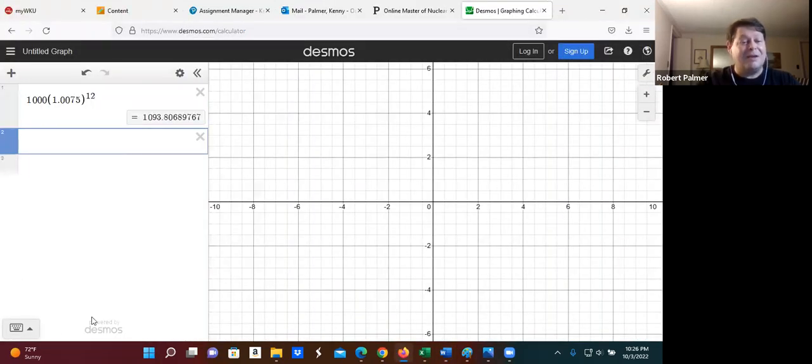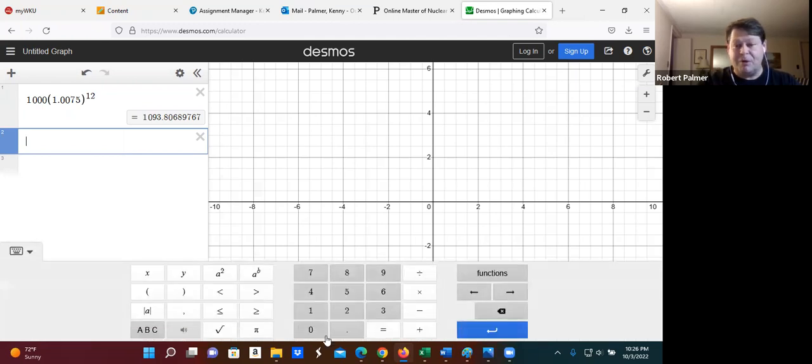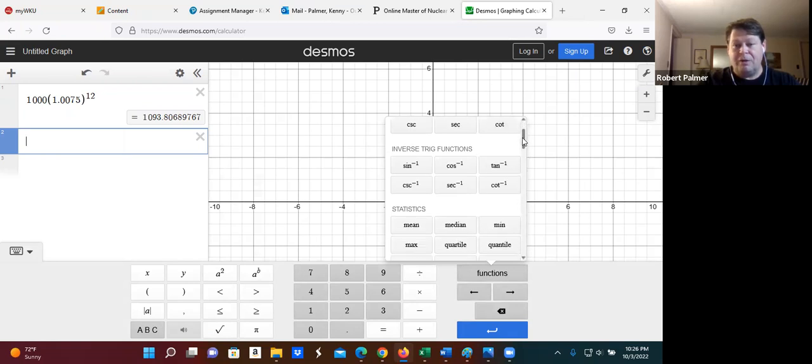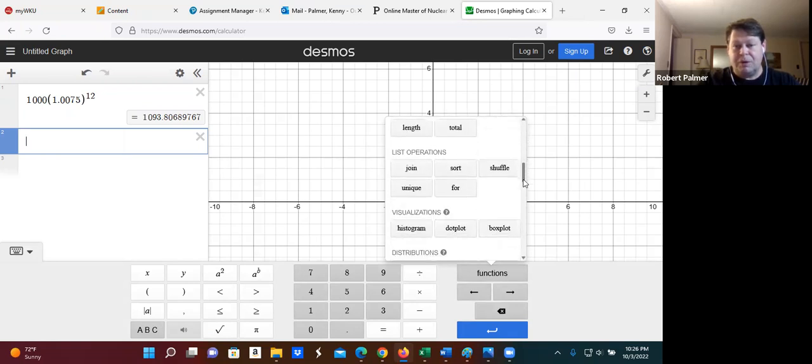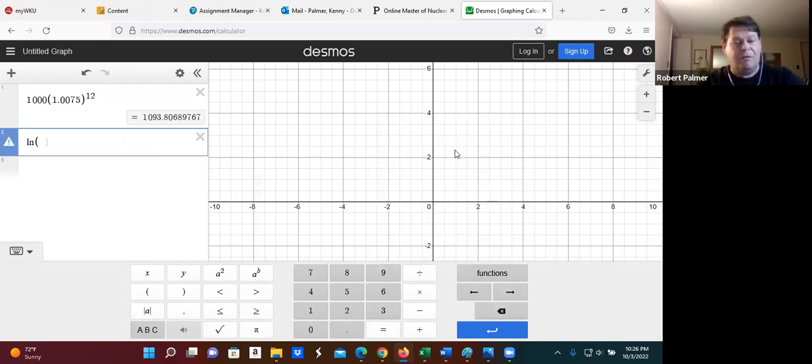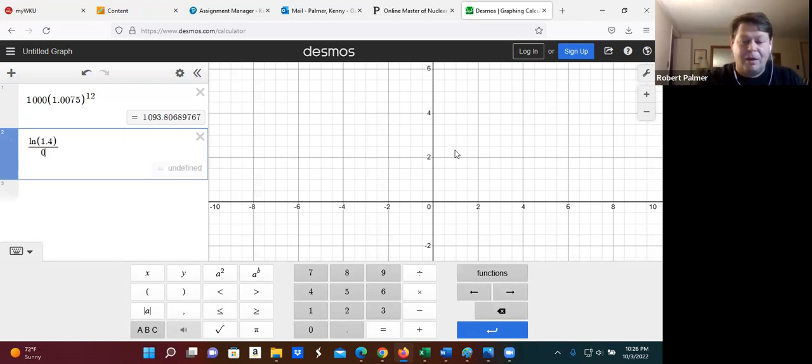To find this, let's look on the keyboard. We have some functions, so we'll find that particular function. We'll scroll down. It should be here. Yeah. So natural log of 1.4 gives you that value, but that's not what we want. Then divided by 0.096, and that's our value, about 3.5. Let's round this to 2 decimal places, about 3.50. This is going to be given in years, so about 3.50 years.